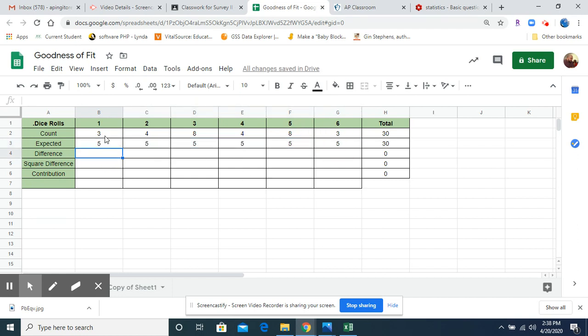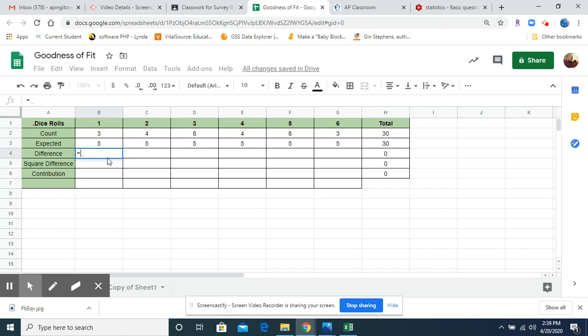So this value right here is when I rolled the die 30 times, I got 3 1s, I got 4 2s, I got 8 3s, and so on. I would expect 5 of them. Now, we're not surprised that we got something different, but we'd like to know how different it is from what we'd expect. So in this cell, we're going to calculate the difference. And just like the z-test, it's what we observed minus what we expected. But in this case, each one could be different.